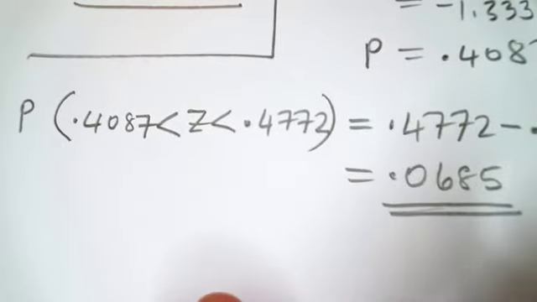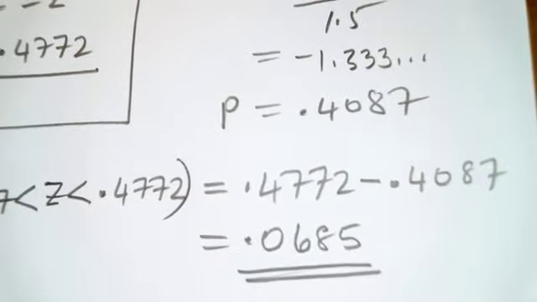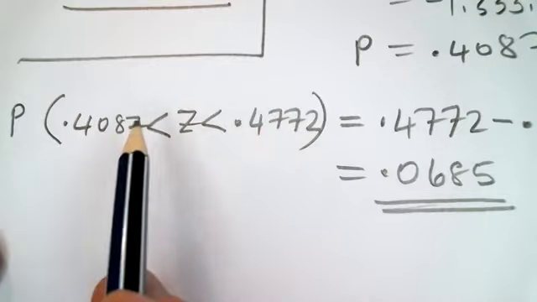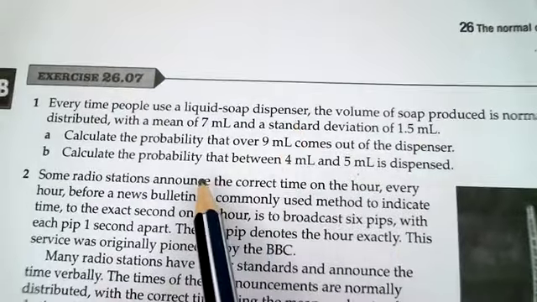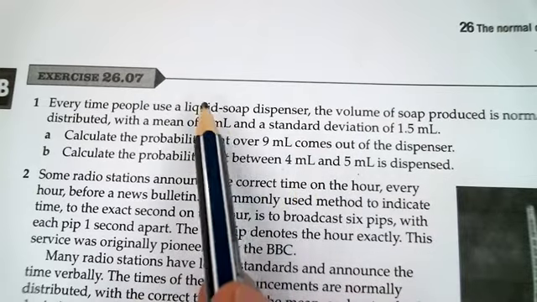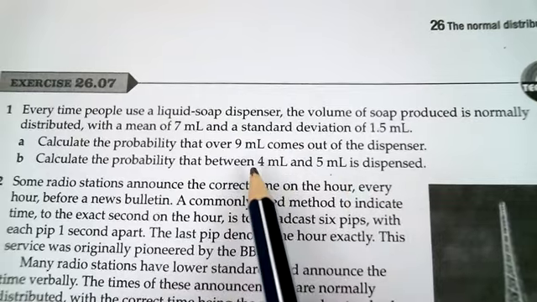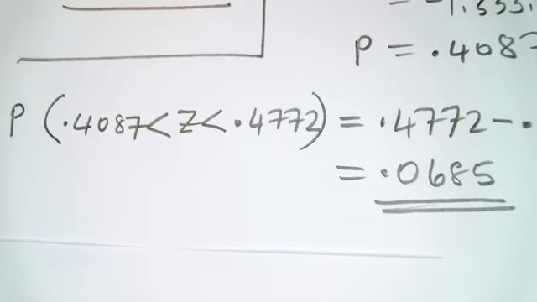Now, at this point, again, you want to make a written statement, and it should go something along the lines of, and by the way, I would definitely include this here because it's between 2 points, the probability that the soap dispenser produces between 4 and 5 milliliters is going to be 0.0685, in other words, 6.85%. And that is how I would find the solution.